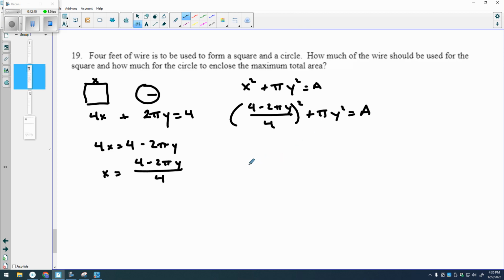Okay. Now, take the derivative of that, and I'm going to do that on the calculator. Take the derivative of this mess on the calculator and set that equal to 0. And when we do that, we should get y equals 0.28. So that is my radius of the circle. So I plug that into here to find out how much to be used for the circle.